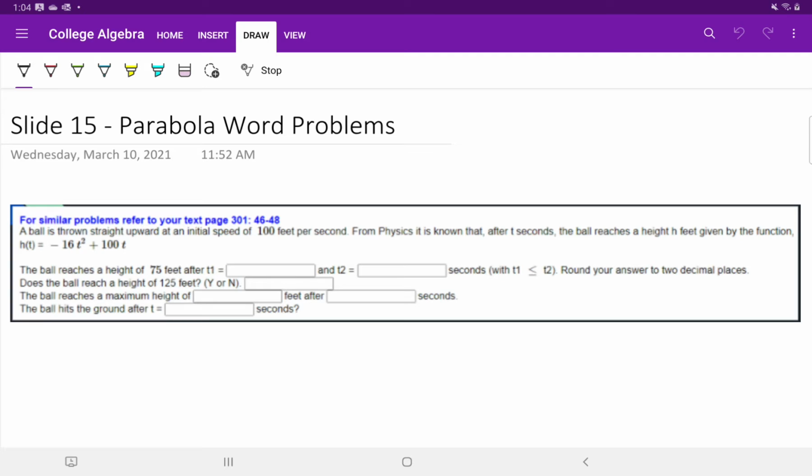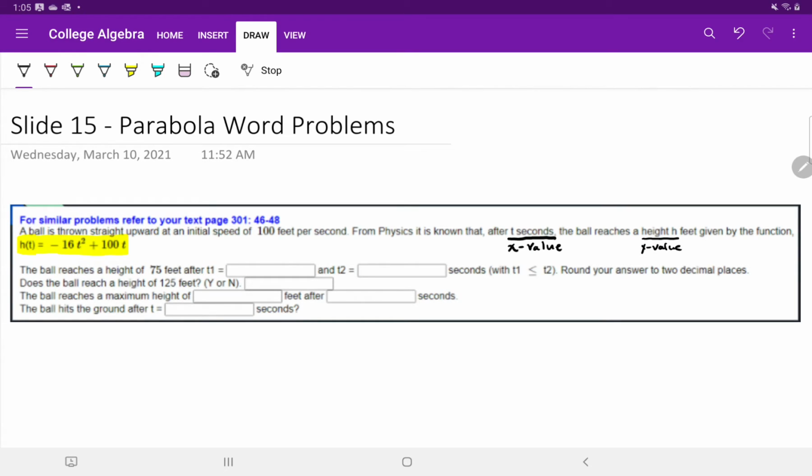The function that represents the height of the ball is given by h of t equals negative 16t squared plus 100t. And it's probably a good idea to take note of what each of the various pieces of this function means. First of all, t represents time, but another way to think of it is this is our x value. We're calling it t, not x, but for the purpose of this function, it's the value that we're plugging in. And then h is basically our y value.